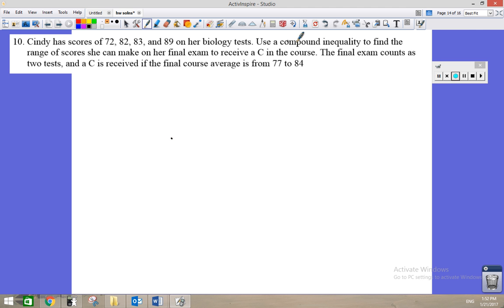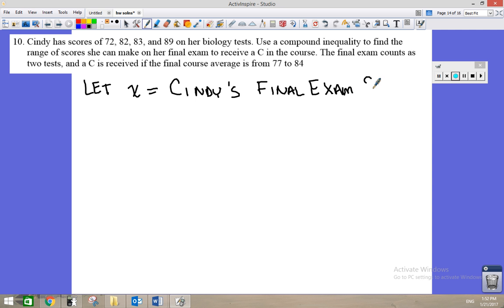All right, so we want to let x equal Cindy's final exam score. She'd get mad if I spelled her name wrong. Now, don't let that word final appear twice. I see it as the final exam and final course average. I would just call it the course average so that you don't get those two mixed up if I were you.